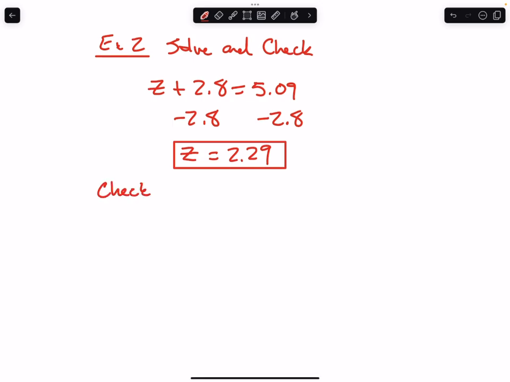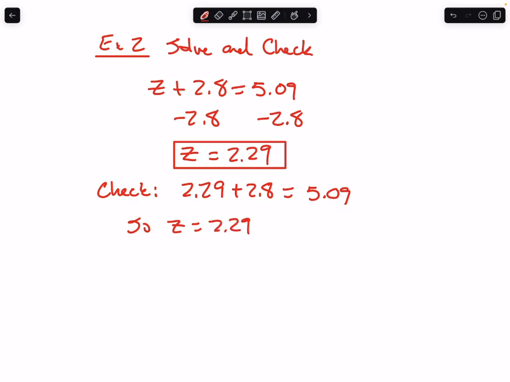Now we can plug in 2.29 for z. 2.29 plus 2.8 gives us a result of 5.09. So z equals 2.29 is the solution to the equation.